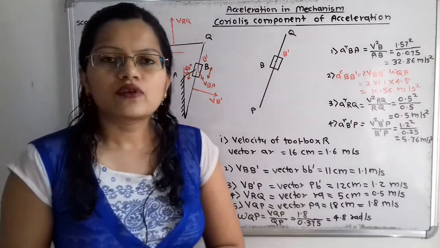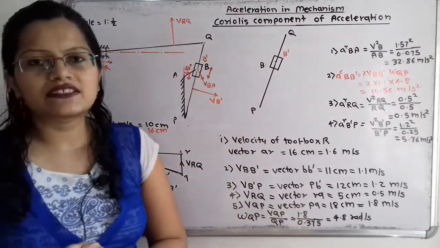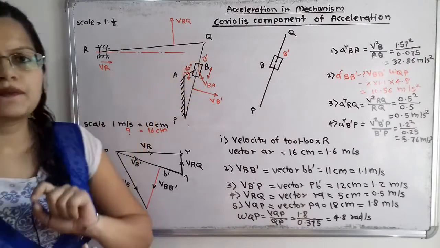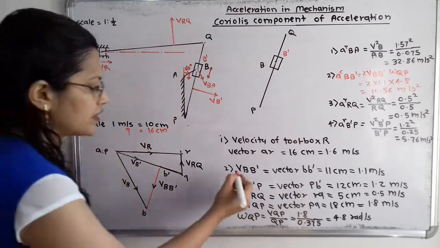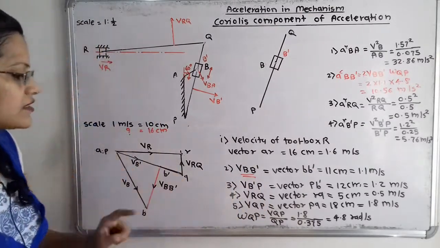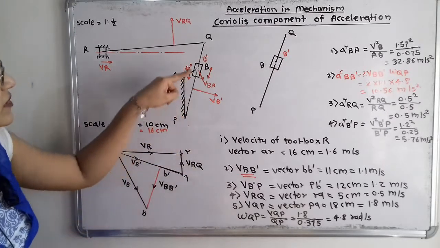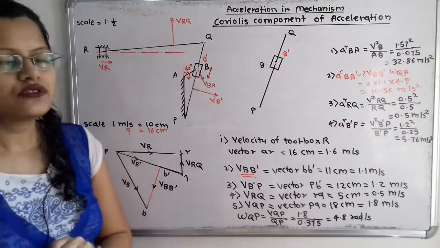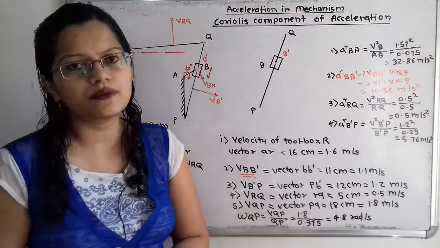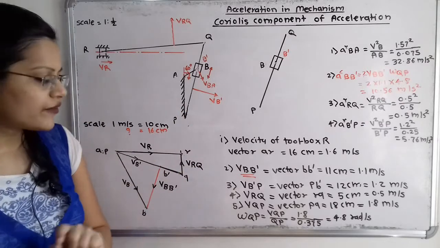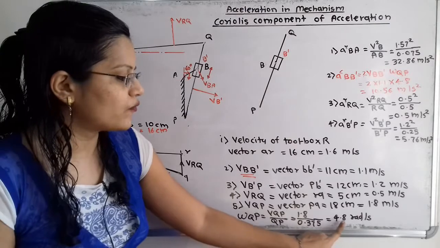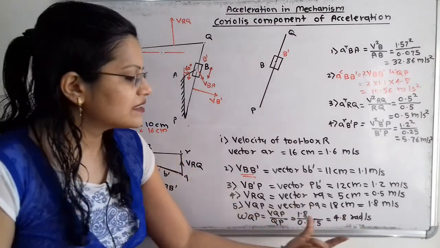Now we know that to calculate the Coriolis component of acceleration, we require the velocity of point B with respect to B dash. We have already calculated that. We also have to calculate the angular velocity of Q with respect to P. For that we require the velocity of Q with respect to P divided by the length of bar PQ. So 1.8 divided by 0.375, which is equal to 4.8 rad per second. This is the magnitude.